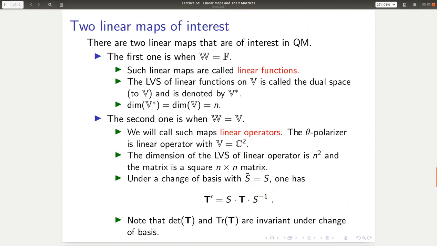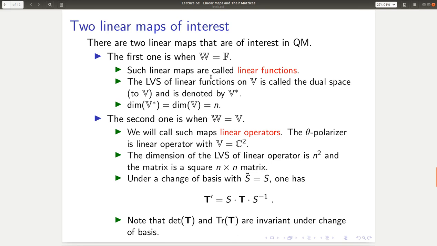So now we are done with general linear maps, and we will look at two linear maps which are of interest in physics mostly. Since our focus is on quantum mechanics, we look at two cases. The first one is when the vector space W is the field F itself. So one way of thinking of a field is a vector space of dimension 1. I told you to look up Hefferon or something for a definition of a field in the earlier lecture, but now I'm giving you a cheap definition. A vector space of dimension 1 is a field. Hopefully that's precise enough.